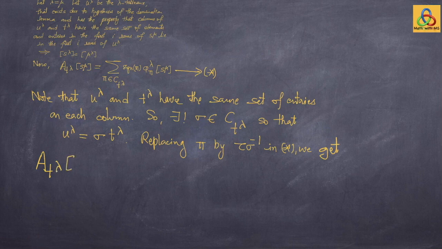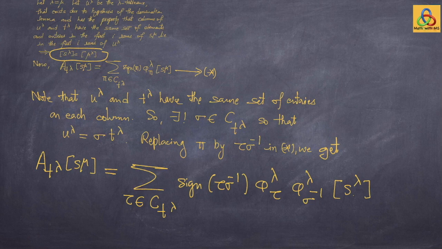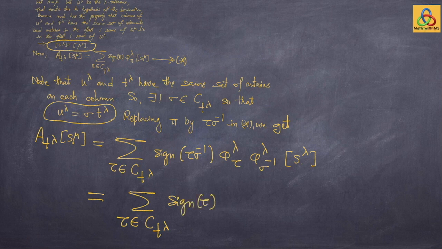that the operator A of T lambda acting on the mu tabloid S mu is the same as the summation over tau belonging to the column stabilizer of T lambda, and then sign of tau sigma inverse, phi lambda of tau and phi lambda of sigma inverse of the lambda tabloid S mu. But the lambda tabloid S mu is the same as S lambda because lambda is mu. But the lambda tabloid S lambda is the same as the tabloid mu lambda. I can plug that in there. And furthermore, what is sigma inverse of mu lambda? Sigma inverse of mu lambda, from this expression, will be simply the tabloid corresponding to T lambda. Using all this information, what I get is the summation over tau belonging to the column stabilizer of T lambda, and of course I can write it as sign of tau times sign of sigma inverse and phi lambda of tau.